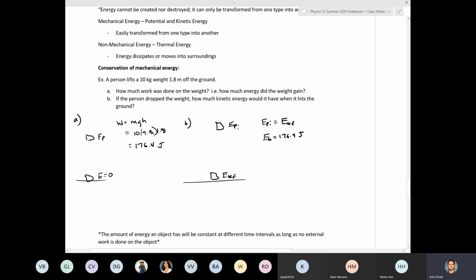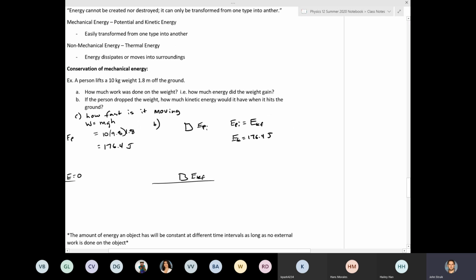Okay, I'm going to add a part C, and that is: how fast is it moving? At the ground, you have to remember it's the moment before it hits the ground. It's not when it hits the ground and stops. It's right before it hits the ground. That's what we're trying to find. So this is part C.